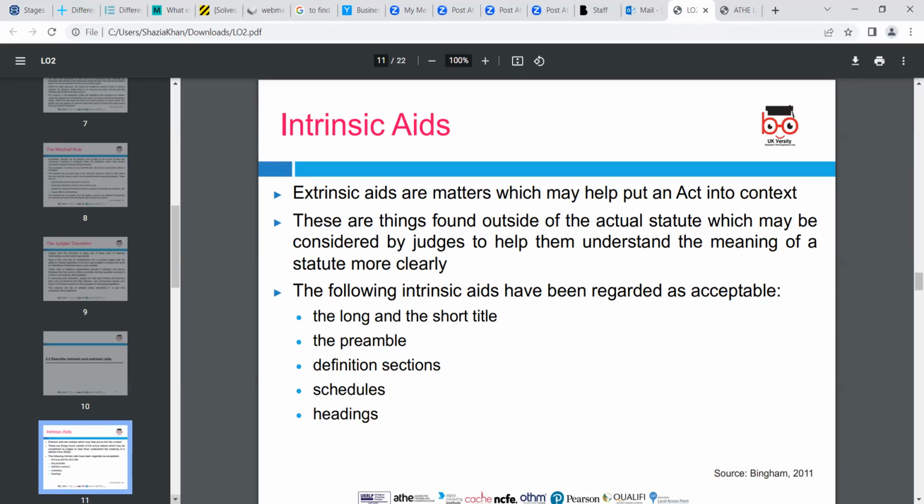The following intrinsic aids have been regarded as acceptable: the long and the short title, the preamble, definition sections, schedules, and headings.